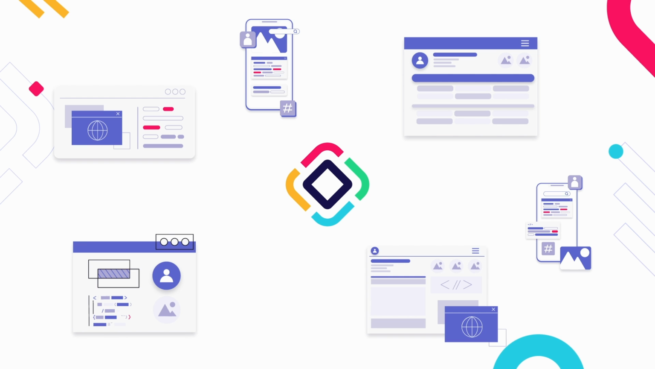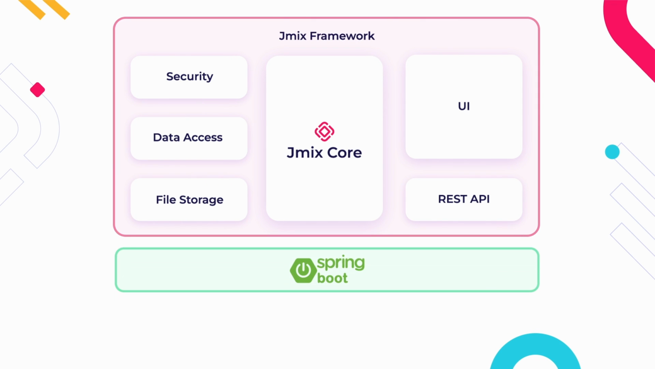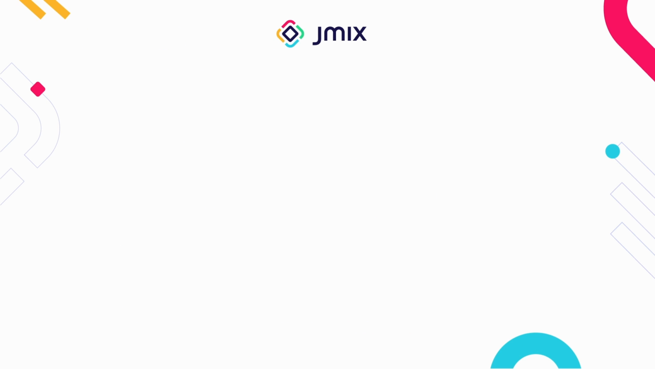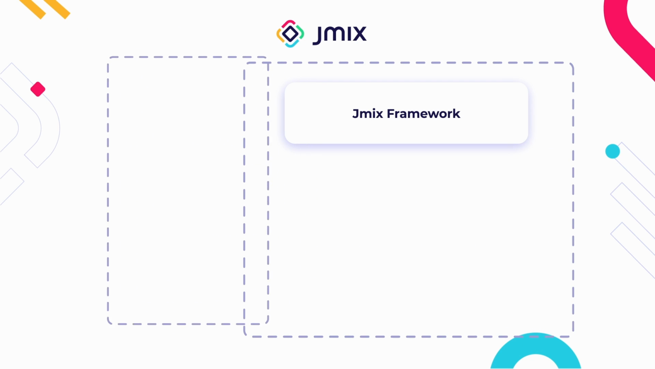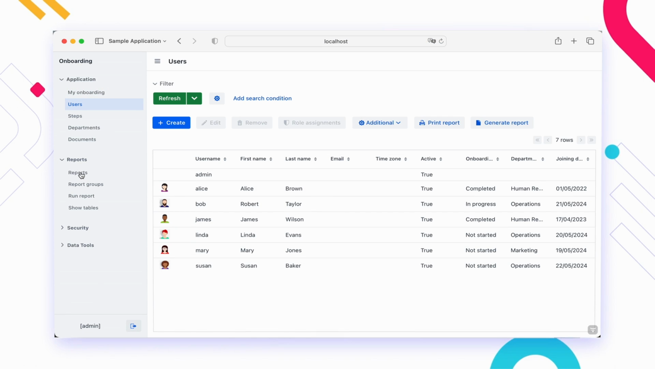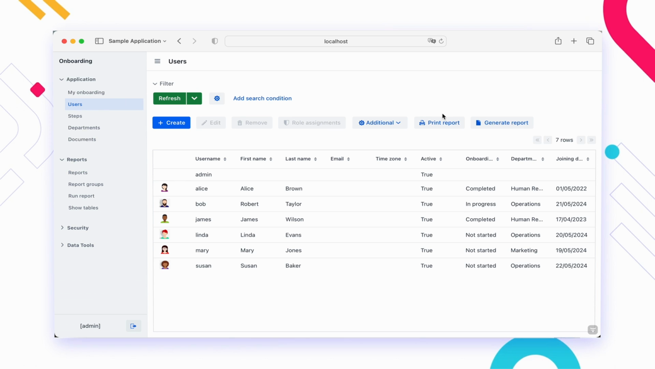Welcome to our tutorial on creating reports with the Reports add-on. Jmix is a full-stack open-source platform built on top of Spring Boot and Vaadin. It also provides a set of add-ons with out-of-the-box solutions that you can use in your application or as a separate service. Today, we'll focus on the Reports add-on to help end users generate reports through customizable templates.